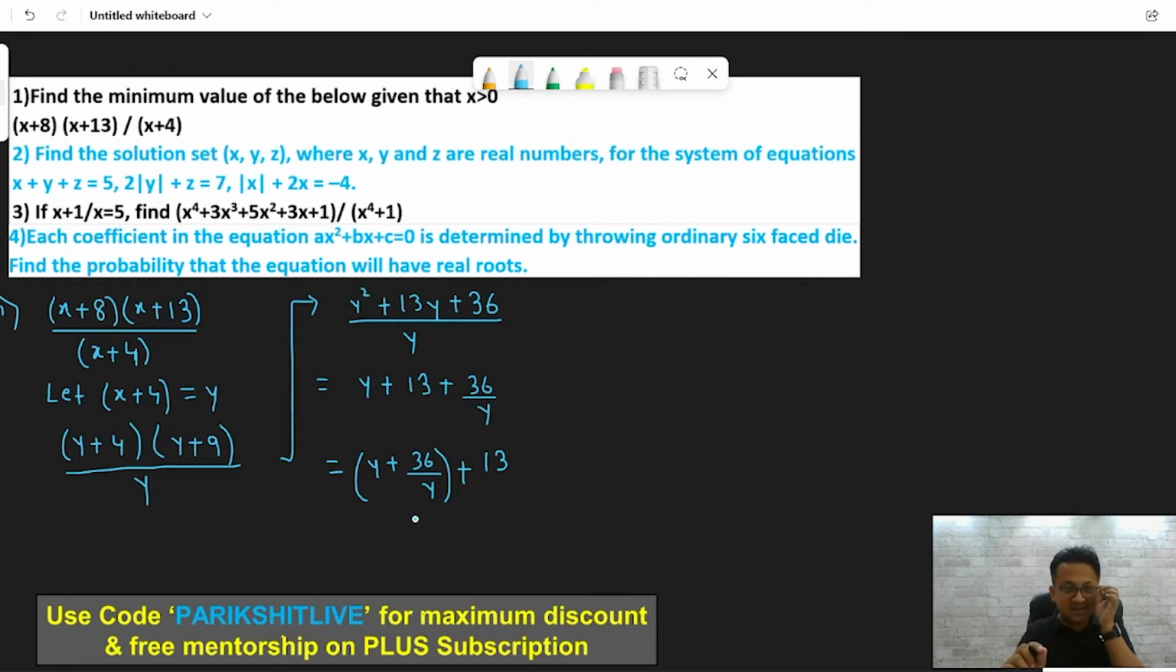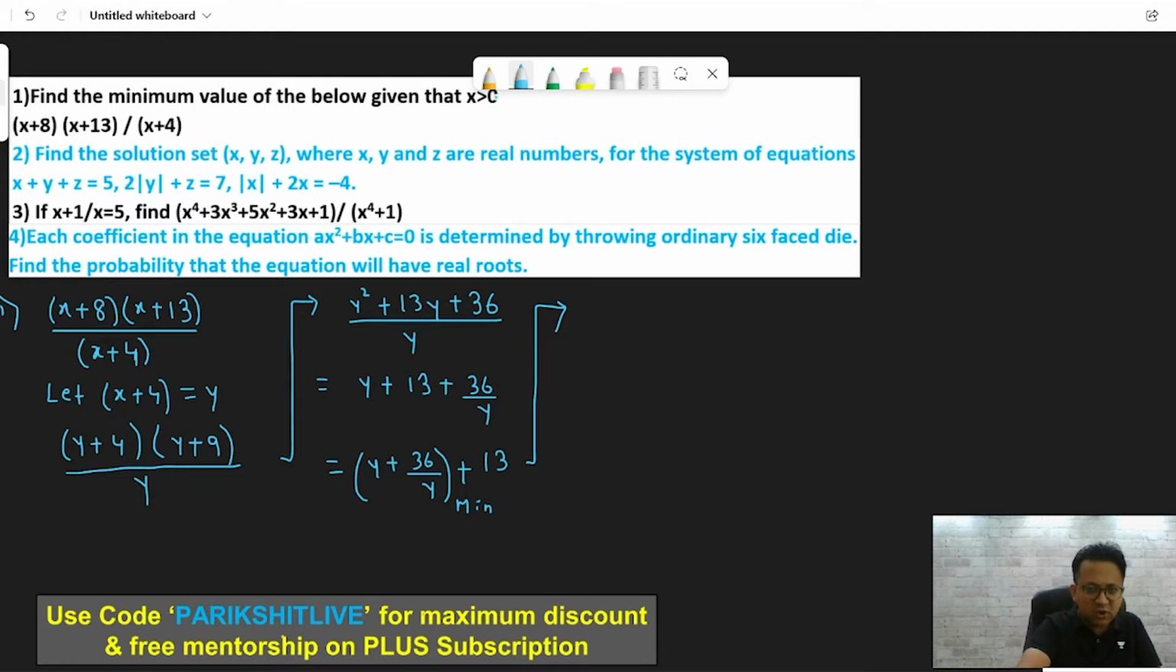Can I say this expression would be minimum when the part inside the bracket is minimum? Why? Because 13 is anyway a constant. You can't do much with it. So if y plus 36 by y is minimum, then the entire expression will become minimum.